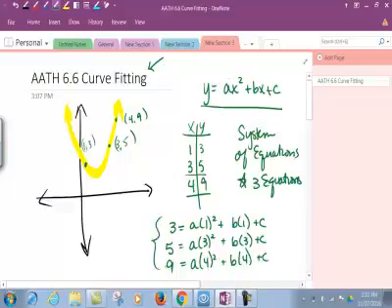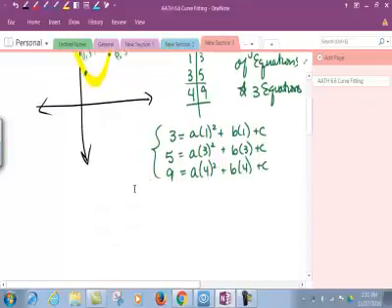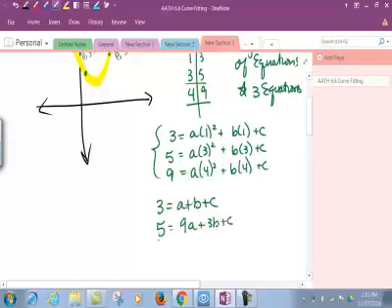All right, so a system of equations involving 3 equations to solve for 3 variables. So first thing we want to do is clean them up. So I'm going to go ahead and rewrite the first one as 3 equals a plus b plus c. The second one, 5 equals 9a plus 3b plus c. And the last one, 9 equals 16a plus 4b plus c.